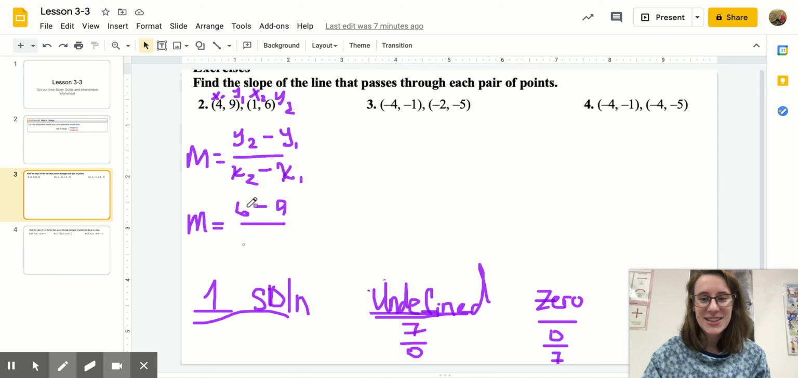And then we're going to write down our x sub 2, which I wrote is 1, minus my x sub 1, which is 4. That's why we label them, so they're really easy to find when we want to plug them into our slope. So 6 minus 9 is negative 3. 1 minus 4 is also negative 3. So our slope ends up just being 1.